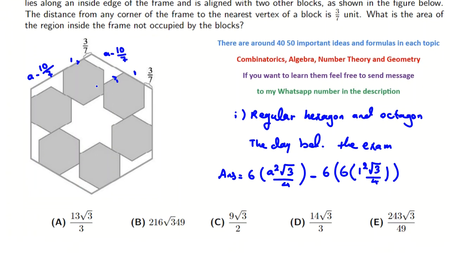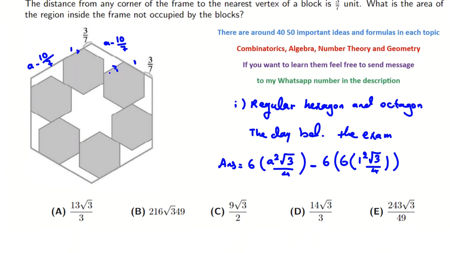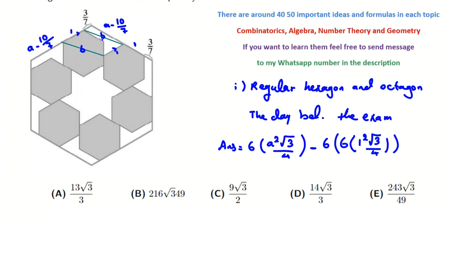Now for finding A, we will use some important things. One of them is this: because we have two ones that are parallel and equal, they will create a parallelogram. Two opposite sides are equal and parallel, so these two lengths are equal. We can call this one B, this one B.